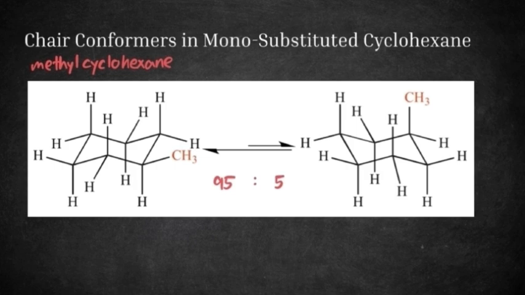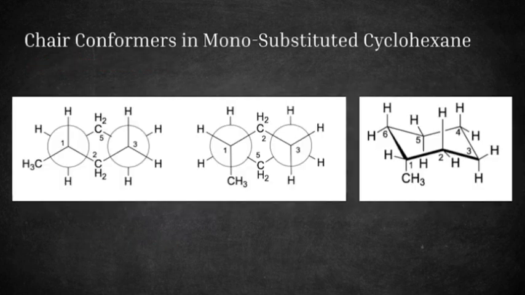This extreme bias would suggest that the equatorial conformation is lower in energy than the axial conformation, and that is exactly right. Looking at a Newman projection of these two chair conformations, we notice that in the conformation where the methyl group is equatorial, there are no destabilizing interactions contributing to torsional strain, maintaining the chair conformation's relatively low energy. However, in a Newman projection where the methyl group is axial, there are two destabilizing gauche interactions between the methyl group and carbons 3 and 5 in the ring. Here's an alternative view to help you better visualize these interactions.